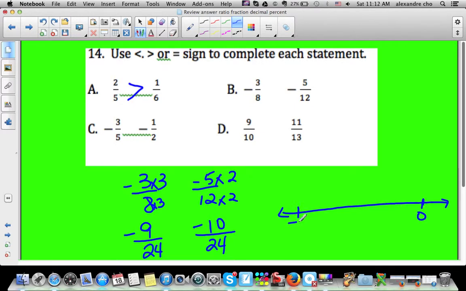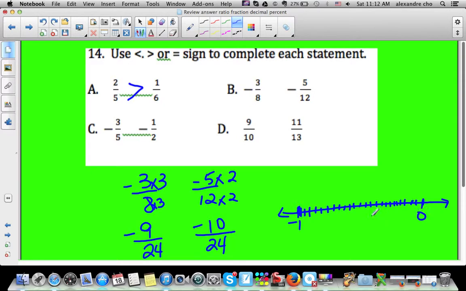Here's negative 1. Negative 9 over 24 is obviously less than 1. It's not a full thing. So imagine from 0 to 1, it was cut up into 24 pieces. Now I don't know if I can do this, but let's see. 1, 2, 3, 4, 5, 6, 7, 8, 9, 10, 11, 12, 13, 14, 15, 16, 17, 18, 19, 20, 21, 22, 23, 24. 24 would be negative 1.